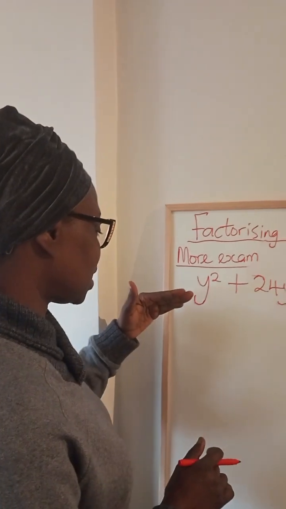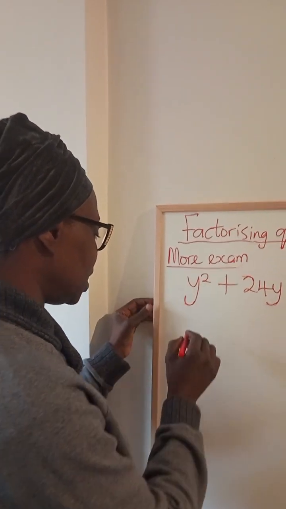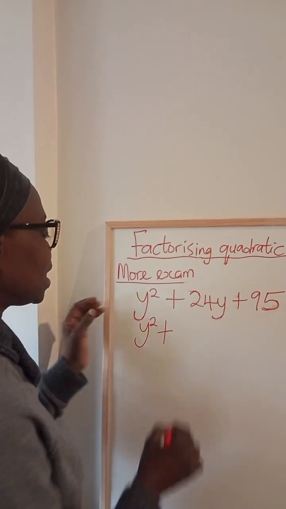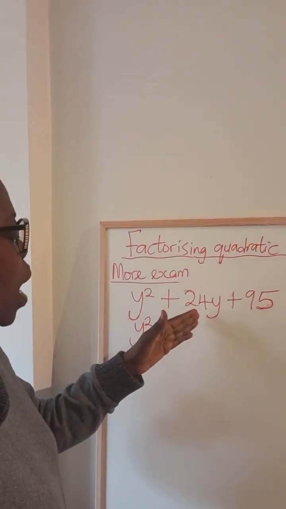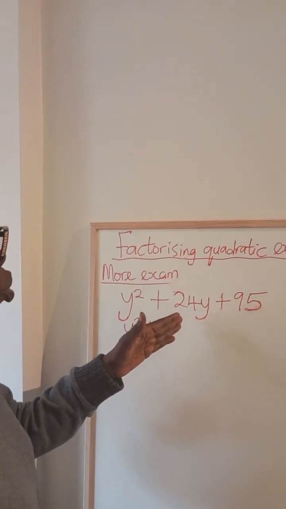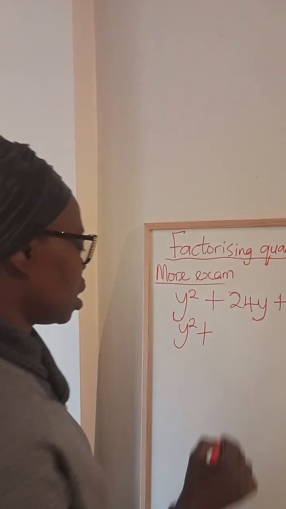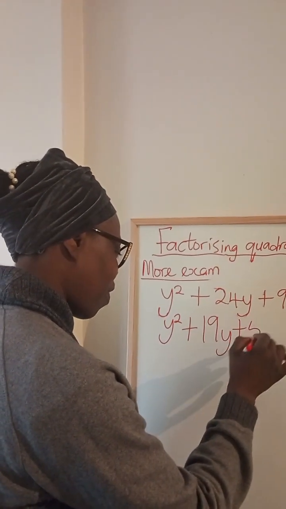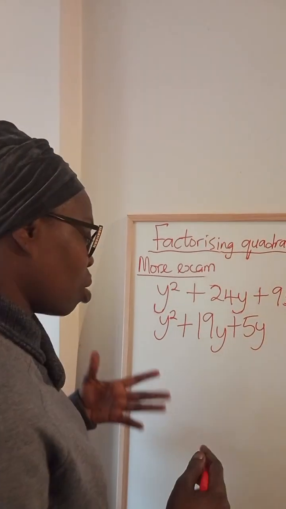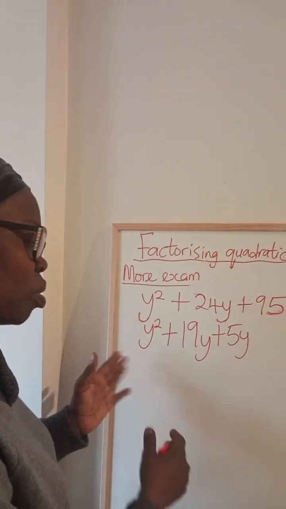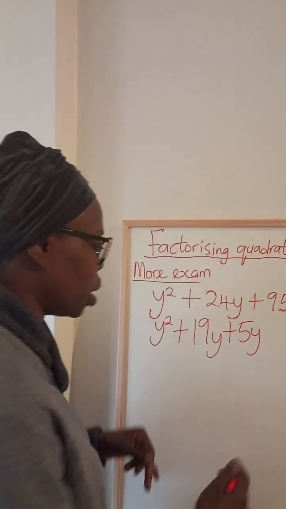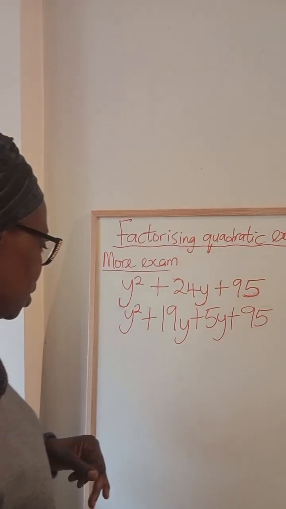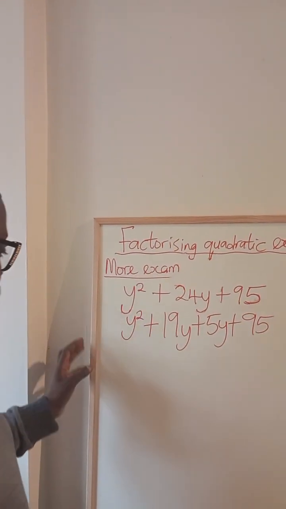So the next step for this solving is y squared plus, now instead of writing 24y, we're going to replace 24y with 19y plus 5y, and we can also write it as 5y plus 19y, whichever way we want to write, no worries. Then we can now factorize.